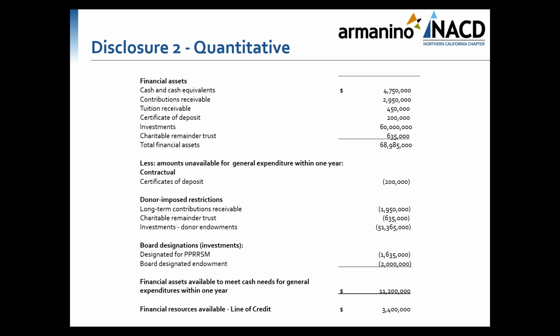And if you get down to the bottom, out of 68 million of total financial assets available, this organization really only has about 11 million that's available to meet cash needs for general expenditures within a year. It's because they've got all those lockups, restrictions, donor-imposed restrictions, things of the like. So you can kind of see how through the analysis, there's a little bit of a different picture at the end of the day that isn't necessarily completely transparent when you're just looking at the statement of financial position.